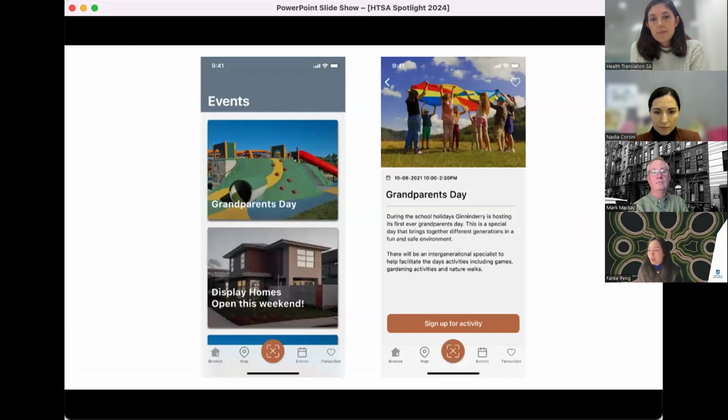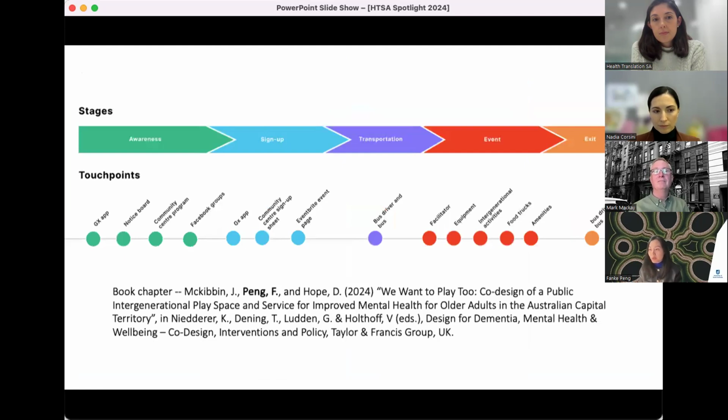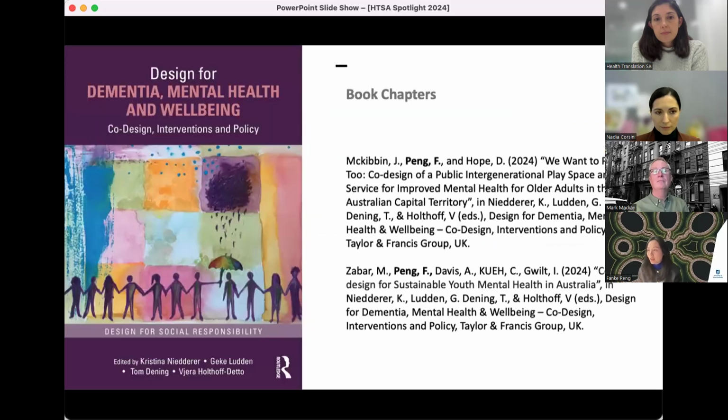So in terms of survey, that's all, again, linked to the digital apps the customers and the users can use. We also create those kind of more detailed stages and touch points, which could be used by the service providers. So the project I just mentioned, we published a book chapter.